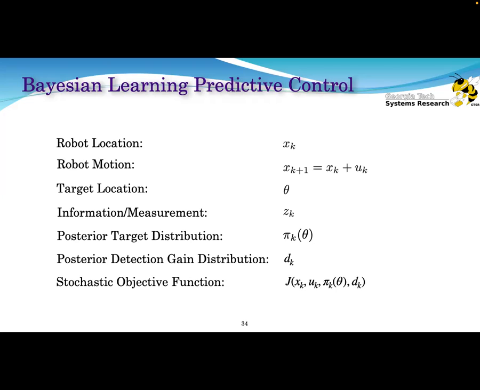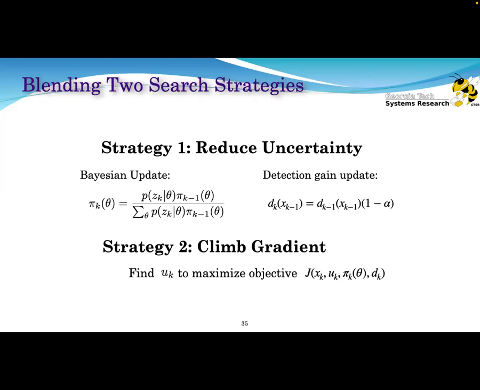Then we put in an objective function J as a function of all these variables: xk, uk, pi k, theta, and Dk. Under this framework, strategy one, reduce uncertainty, boils down to this: given a measurement zk, we perform a Bayesian update of the target location probability, pi k theta. We also update the detection gain because we performed one more search, so the detection gain update follows this equation. The second strategy, climbing the gradient, corresponds to this: after the update, I find the robot motion uk that maximizes my reward, my objective function.